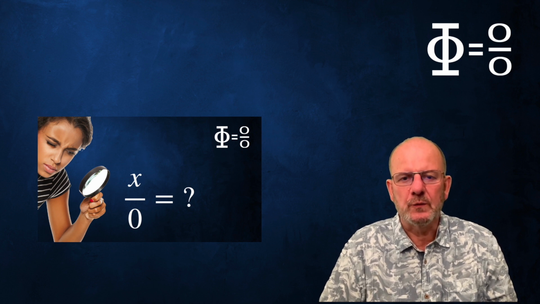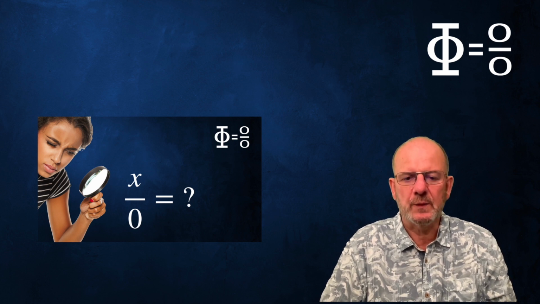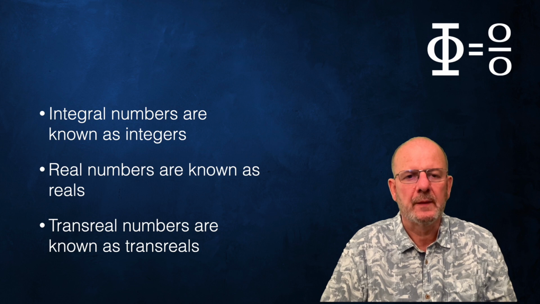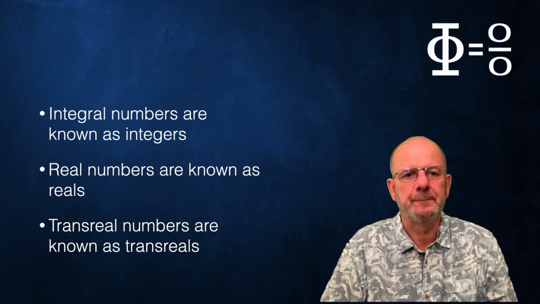We already know what real and strictly transreal numbers are, but how do we put them together to make transreal numbers? That is what we'll think about today. Integral numbers are known as integers, real numbers are known as reals, transreal numbers are known as transreals. The shorter forms fit on the slides better.